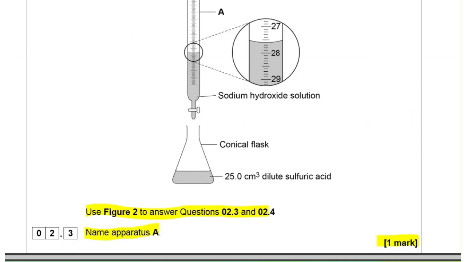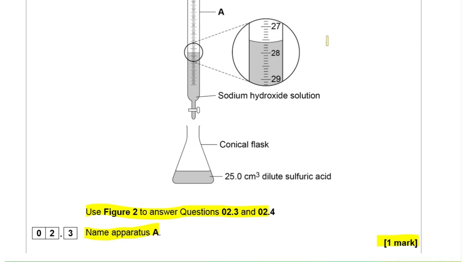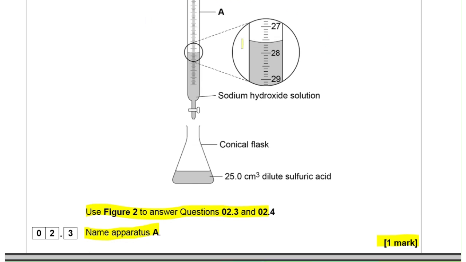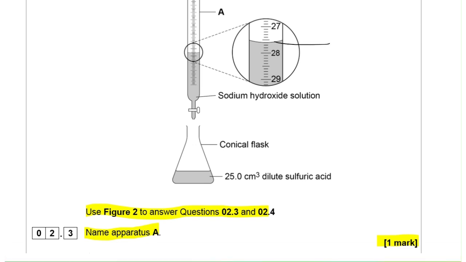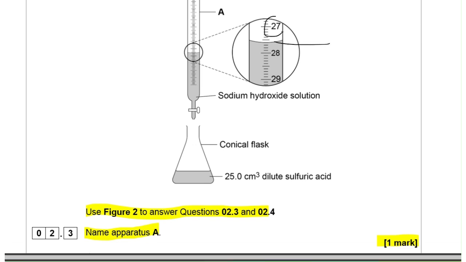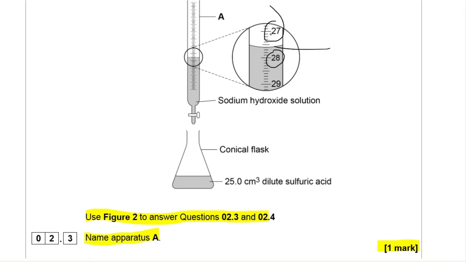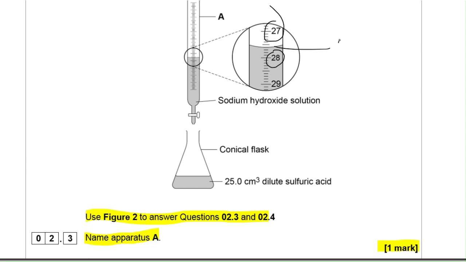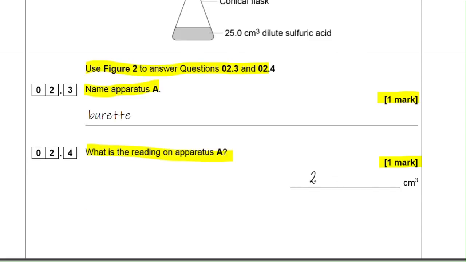For 1 mark. 2.4. What is the reading on apparatus A? For 1 mark. Okay, so let's go back up again and have a look at the reading. Here's the level of the liquid, and you'll notice that the numbers go increasing downwards, and that's how a burette works. So we've got 27 and it goes down to 28. So if we look at that little mark there, we can count the number of individual marks, and that works out at 27.6. So we write 27.6 in the space provided for 1 mark.